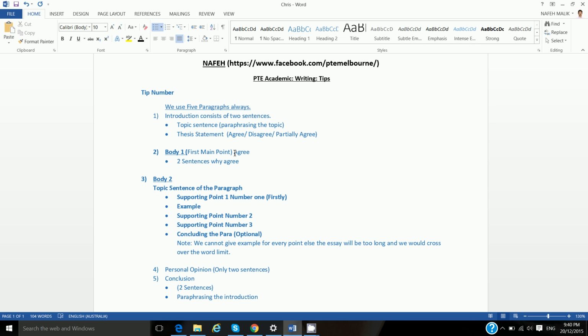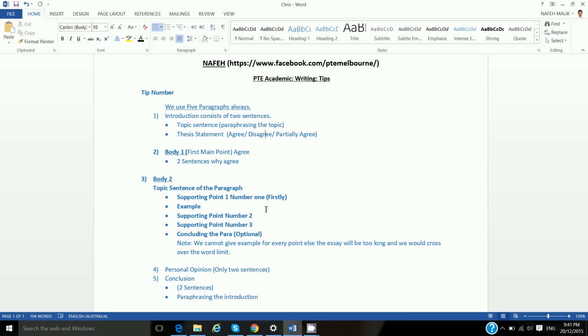Body part 2 is your point. Why do you disagree with this, or why do you think the disadvantages are more than the advantages. So you'll write the supporting points. First of all, you write the topic sentence of the paragraph, the main point. Then you write supporting point number one, and you start with something like, firstly, I think this is the case, and then you say, for example, and you explain the example. Then you write supporting point number two, supporting point number three, and then you conclude the paragraph.